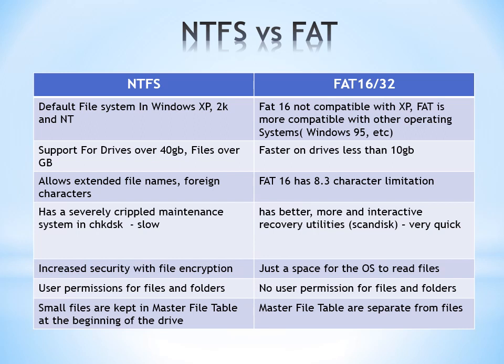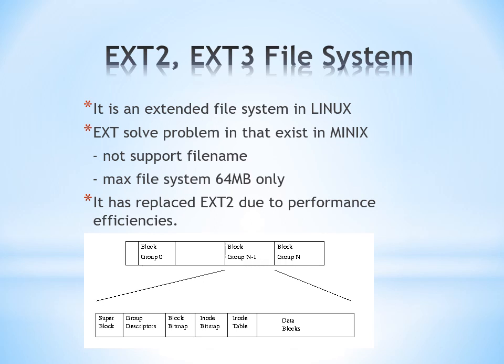So this is the difference between NTFS versus FAT. For example here, NTFS will allow extended file names and also foreign characters, but FAT16 has 8.3 character limitations. In NTFS, they provide security with fast encryption, while FAT16 provides only a space for the operating system to read the files. That is for the Windows file system architecture.